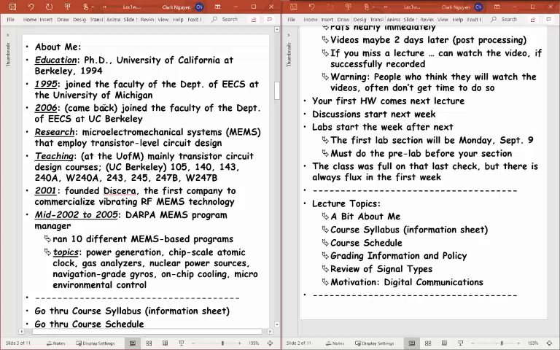Beyond university and entrepreneurial experience, from mid-2002 to 2005, I spent some time in Washington, D.C. at DARPA. This is the Defense Advanced Research Projects Agency. This is a funding agency, and so I basically gave funding to a lot of research efforts across the nation. I ran 10 different MEMS-based programs on a variety of topics: power generation, chip-scale atomic clocks, gas analyzers, nuclear power sources, gyroscopes, on-chip cooling, environmental control, packaging. There's a lot of different things.